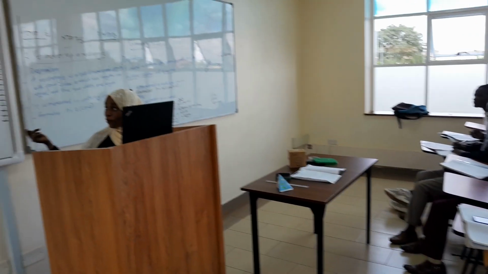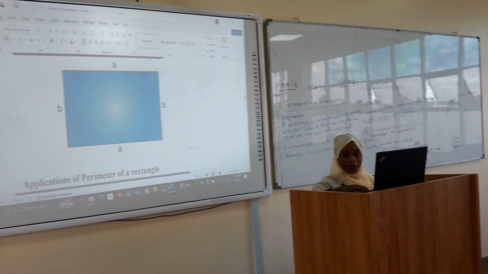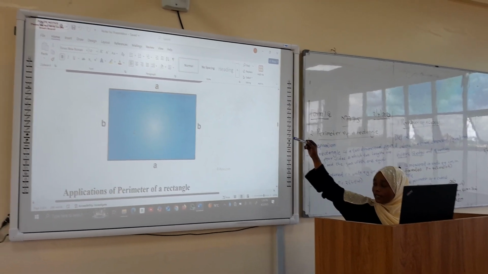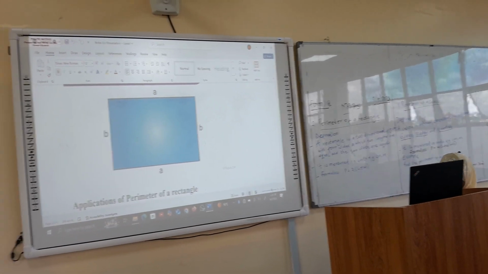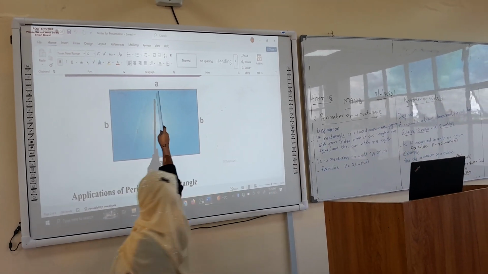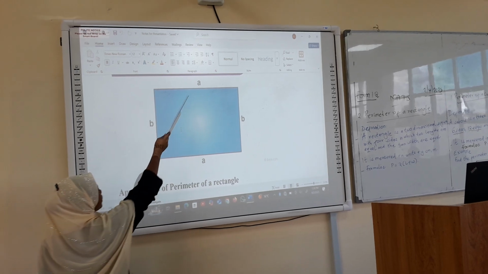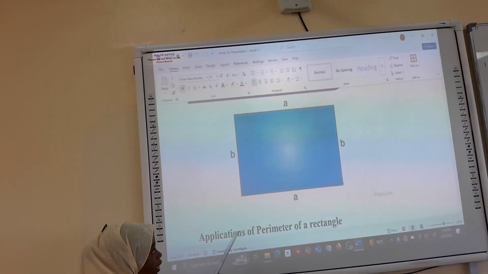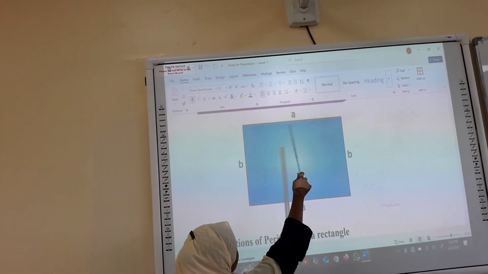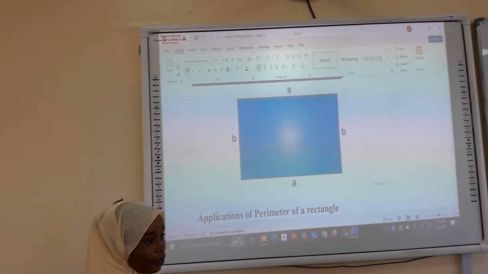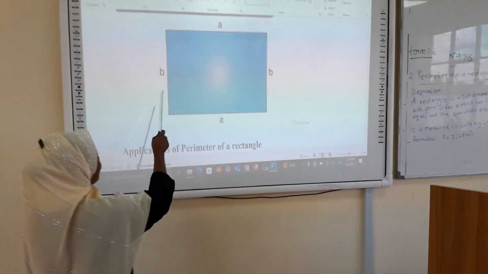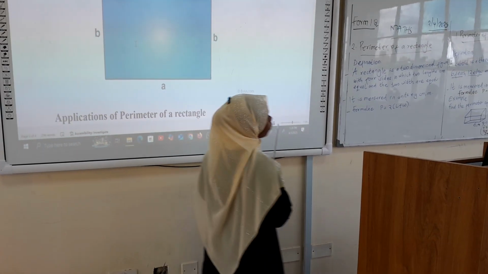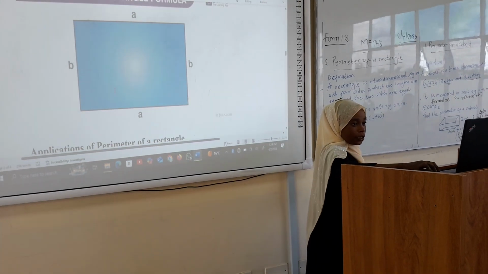So let's take a look at this rectangular shape. Let's pay attention here. These are the lengths. See, we have that equal. If we could take our ruler and measure, we will find the same length. Okay. Yes. And the widths are also equal. So that's the perimeter of a rectangle.